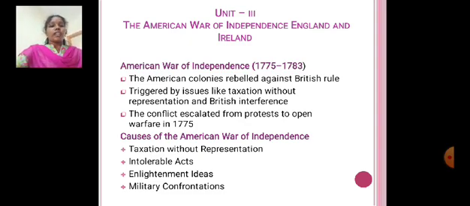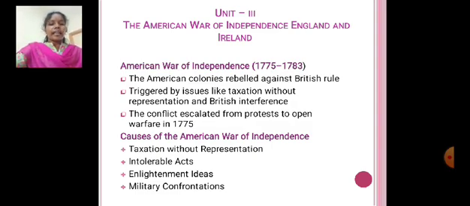Next, the causes of the American War of Independence. It can be divided into four types. First one, taxation without representation. The colonies were taxed by Britain without having a say in government decisions. Next, intolerable acts. A series of harsh laws imposed by Britain in response to colonial resistance, further angering the colonists. Third one, Enlightenment ideas.